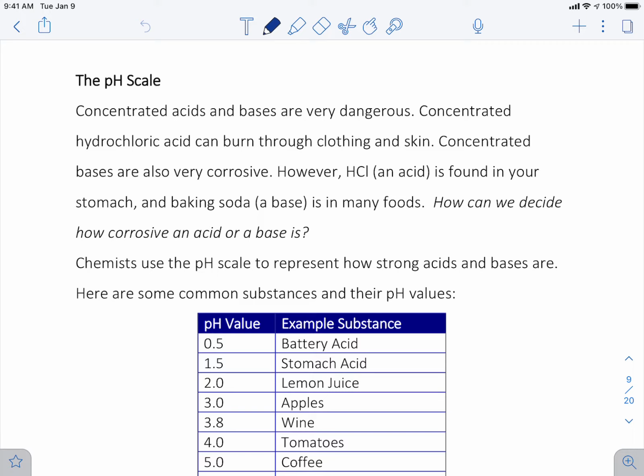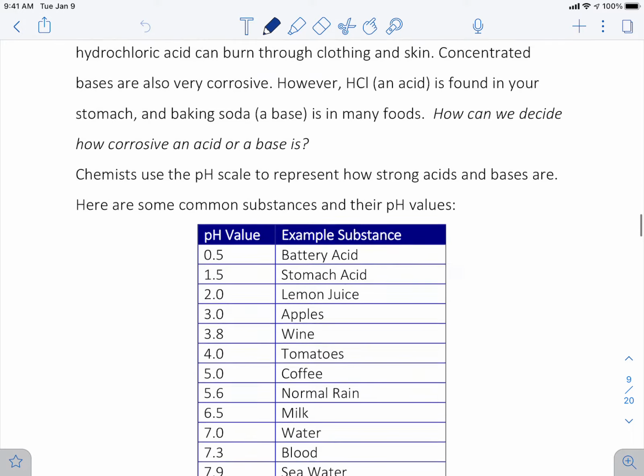So the pH scale is a scale used to measure the strength of acids and bases. Concentrated hydrochloric acid can burn through clothing and skin, while concentrated bases can also be very corrosive. Both are dangerous to your body if they are strong enough. However, HCl is also found in your stomach and baking soda is found in foods. So how can we decide how corrosive an acid or base is?